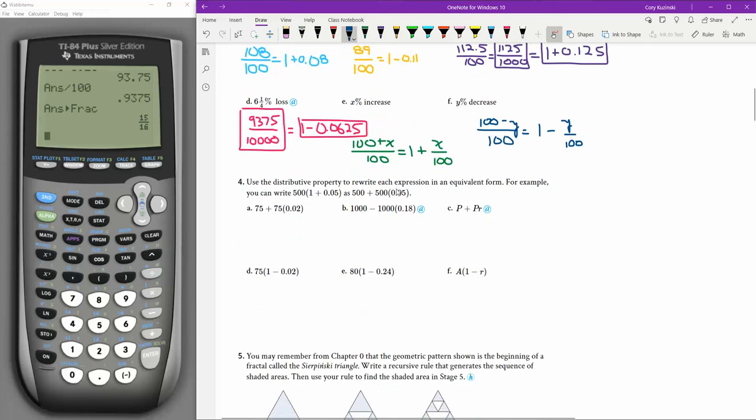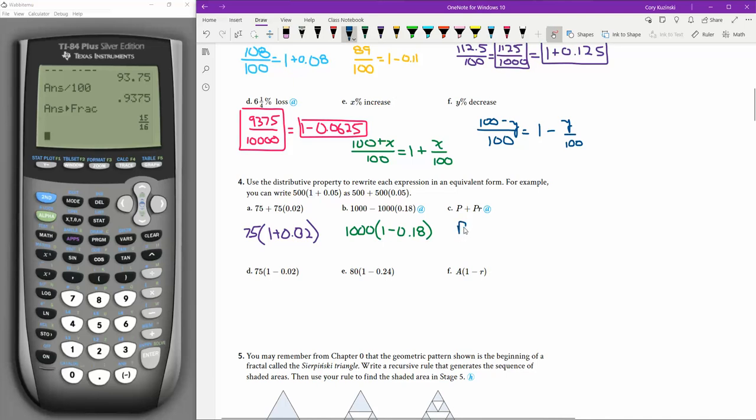All right, use the distributive property to write each expression in equivalent form. For example, 500 times this would be 500 plus 500 times that. All right, no calculator necessary here. Actually, this one we're going to go backwards, so we're going to kind of factor this. 75 times what? 75 times 1 and 75 times 0.02. This one would be 1,000 times a couple things. It was multiplied by 1. 1,000 times 1 is 1,000. And then negative 0.18. So 1,000 times this is 1,000, and 1,000 times this is this product.